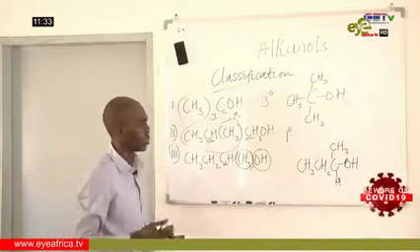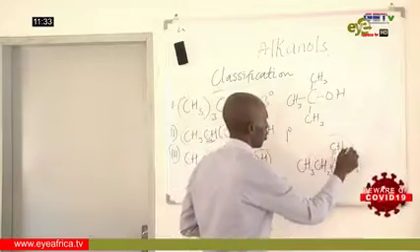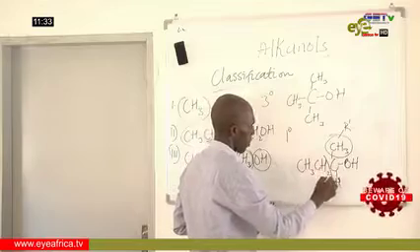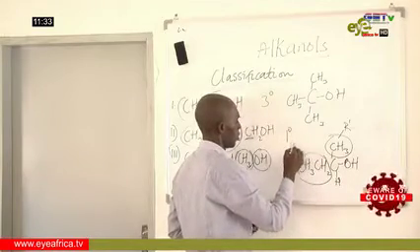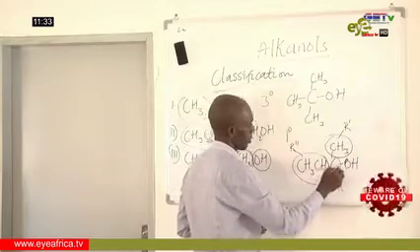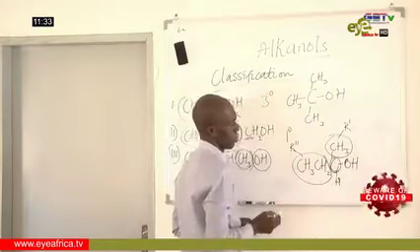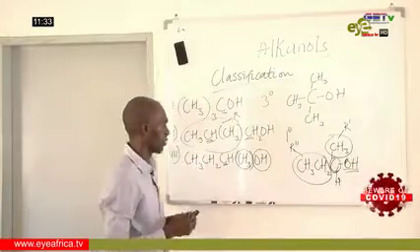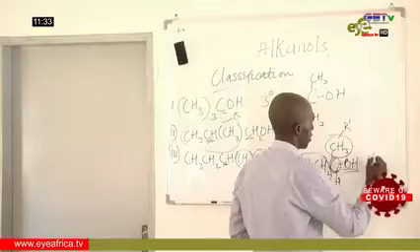So looking at this, you have one R group and then another R group. So we have two R groups attached to the carbon that bears the functional group, that is the OH functional group. So therefore, this one will be referred to as a secondary alcohol.